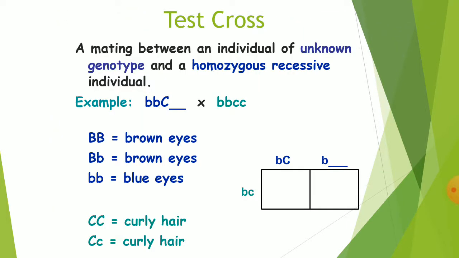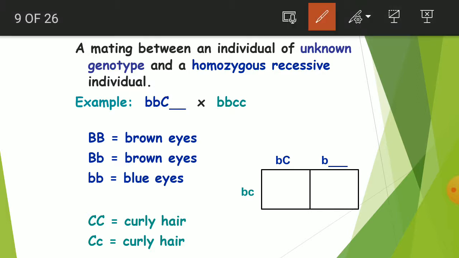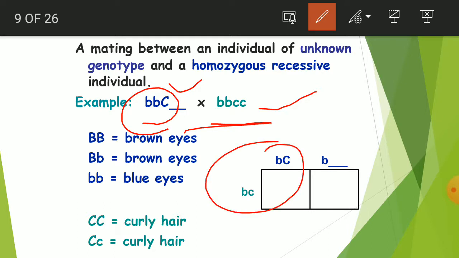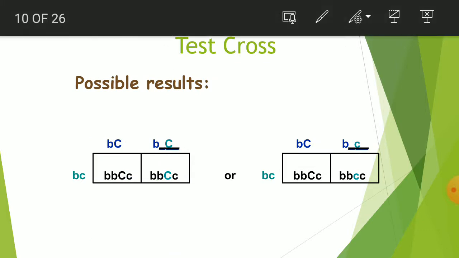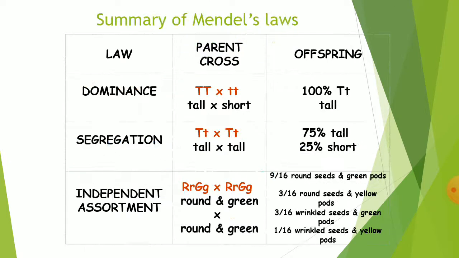In the test cross, we cross an individual of unknown genotype with a homozygous recessive individual. Here are the parents: the homozygous recessive parent and the heterozygous parent. Two different combinations of genes are produced, with different genotypic and phenotypic ratios. These are the different possible results produced by the test cross.